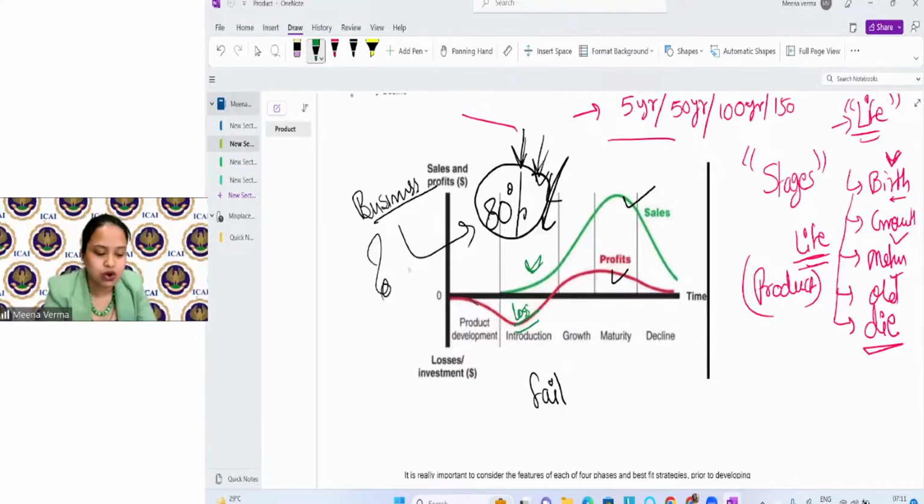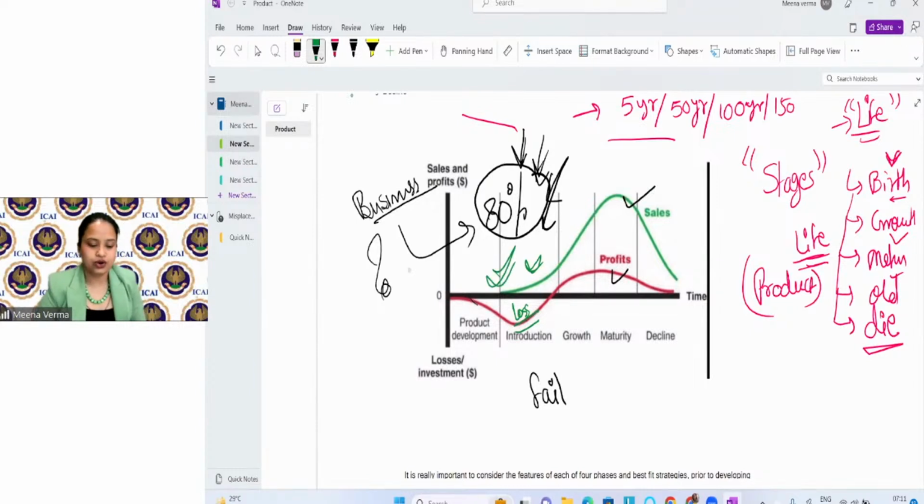But actually they do not understand that business has a life, right? Every business has to go through these stages. Initially every business will have some losses. Initially every business will have to incur huge costs. You can see here, initially the company will have to incur huge costs. You can see here the cost the company is incurring.